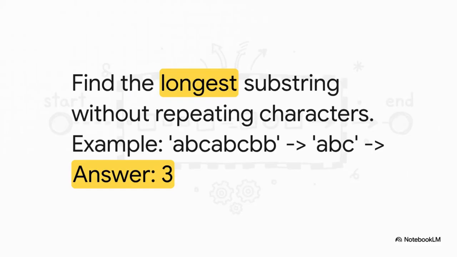Okay, so here's the task. You're given a string, and you have to find the longest part of that string, the longest substring that has 0 repeating characters. So if you get the string ABCABCB, the longest piece without any repeats is ABC. The length of that is 3. So the answer is 3. Seems straightforward enough, right? But how do you actually find that in a way that's fast and efficient?